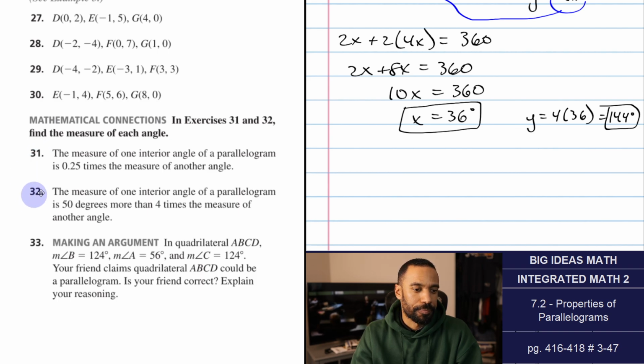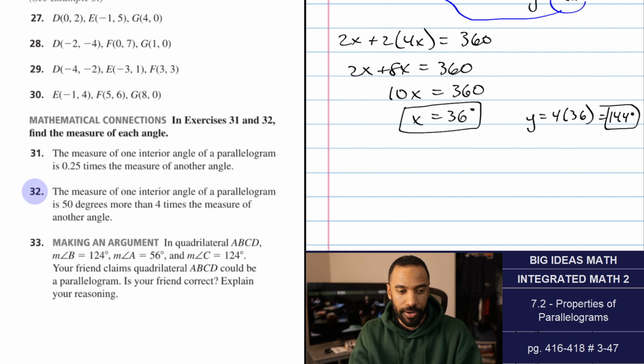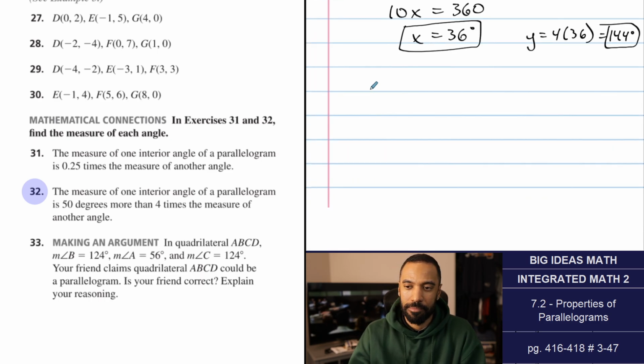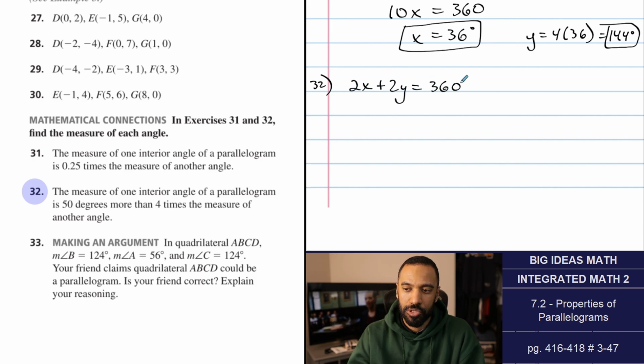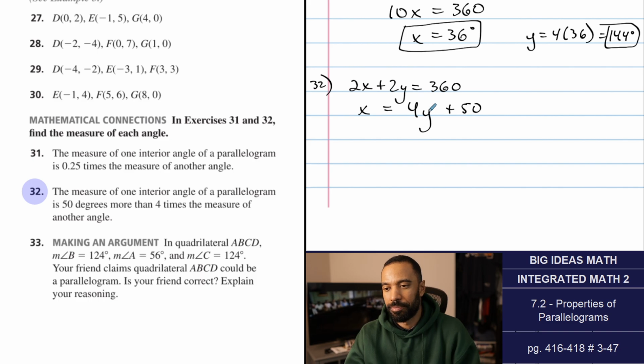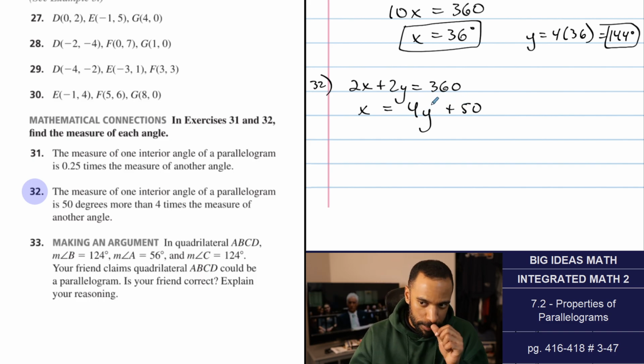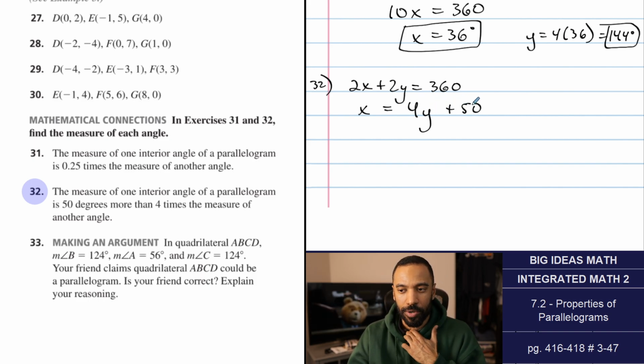Number 32, the measure of one interior angle of a parallelogram is 50 degrees more than 4 times the measure of another angle. So I still have that first 2x plus 2y equals 360 I can use, stick with that. But this one, the measure of one of them is 50 degrees more, add 50 to whatever you do, than 4 times the measure of the other angle. So like that. You take the measure of one angle, make it 50 degrees more than 4 times that amount, and you get that one.